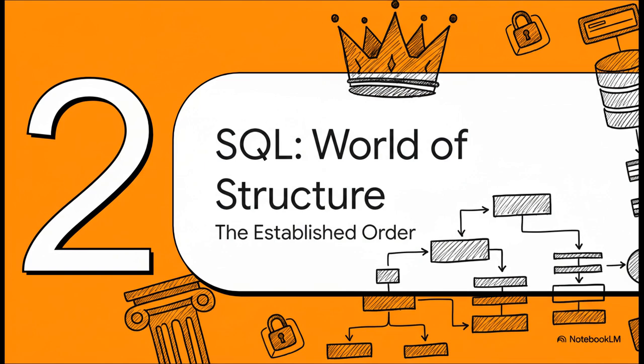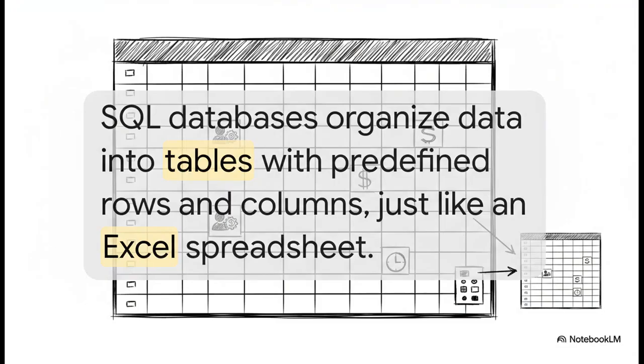Okay, let's get into the first contender, SQL, or Structured Query Language. For decades, this was pretty much the only game in town. It's the established order, the reigning champ of the database world. The best way to think about SQL? It's basically like a spreadsheet on steroids. Everything is organized into these neat tables with rows and columns. Every single piece of data has its own specific little box to live in. And that rigid structure, that's actually its biggest strength. It's all about order, predictability, and knowing exactly how all your data connects.